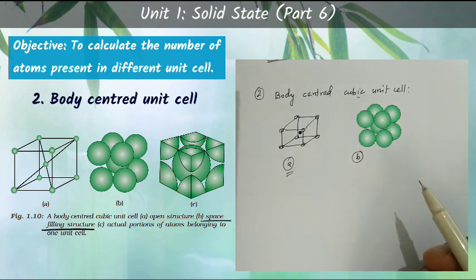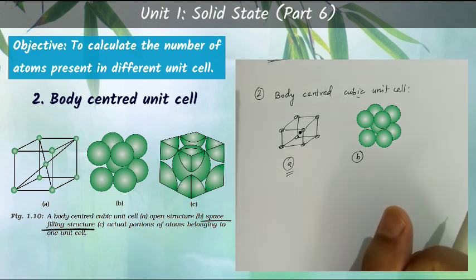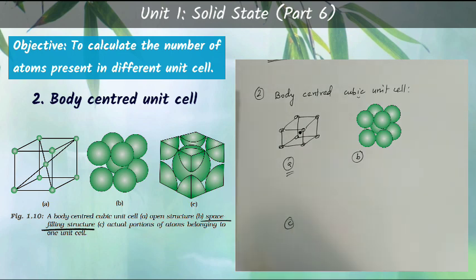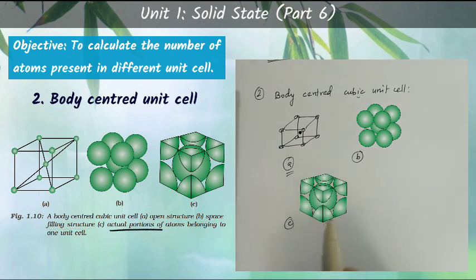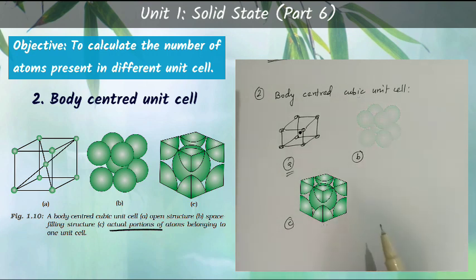Okay, and to calculate the number of atoms, or to represent the number of atoms inside that cube, we actually use the structure C. Okay, so we have this information. Now what we have to do? We have to calculate the number of atoms present in that unit cell. So for that, what we can do?